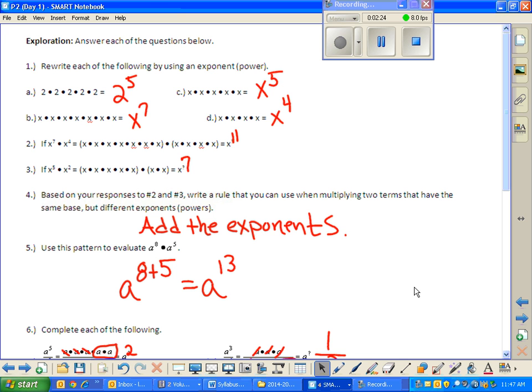So for number 1, as I walked around the room, most of you know that 2 times 2 times 2 times 2 times 2 is 2 to the 5th. Likewise for part B, we have x times x times x times x times x times x times x. That's x to the 7th. For part C, you get x to the 5th, and D was x to the 4th. Remember, don't write it down unless you understand it. So if you can't remember that, if you have 7x, let's say, for part B, which I didn't see anywhere, you might want to ask.